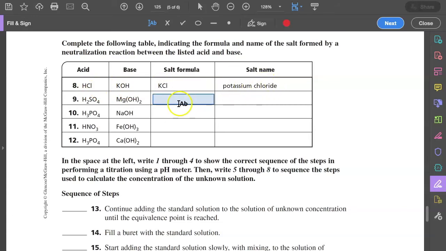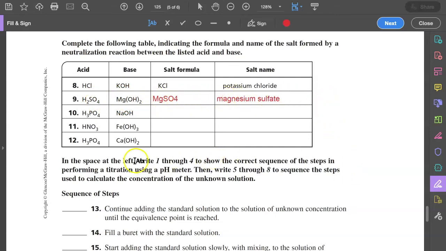So number 9, what would we make out of H2SO4 and Mg(OH)2? Yep, we'd make magnesium sulfate, MgSO4. The magnesium has a +2 charge, the sulfate has a -2 charge, so they just go together like so in a 1-to-1 fashion, magnesium sulfate.